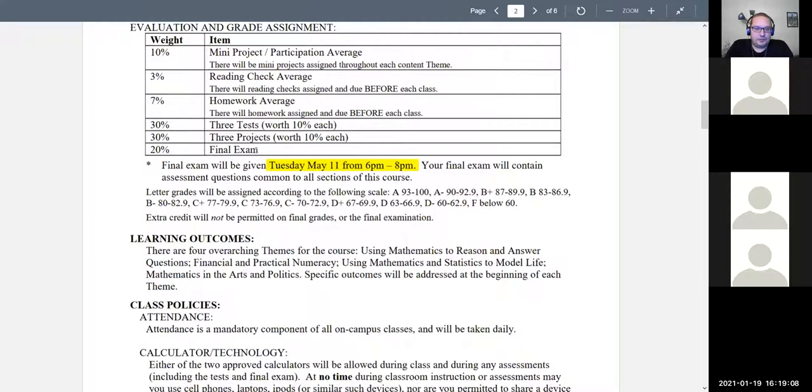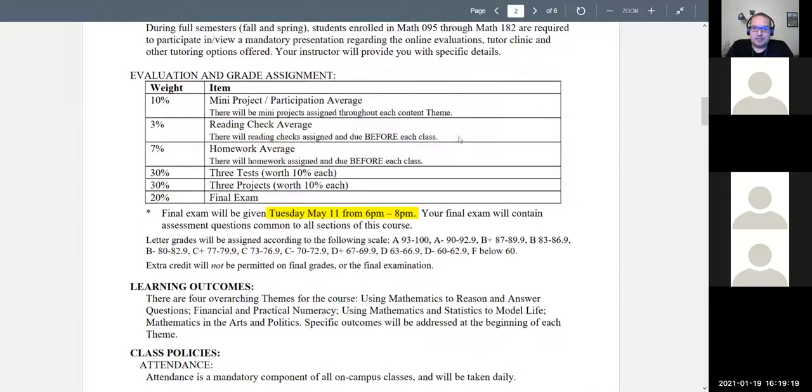Okay. The final exam for this course is scheduled for Tuesday, May 11th from 6 p.m. to 8 p.m. The final exam is cumulative, which means that any questions that we discuss from the first chapter through the, I believe the last chapter we are going through is chapter 9, but we are skipping some chapters here and there, could appear on the final exam. And you will have 2 hours to complete that.